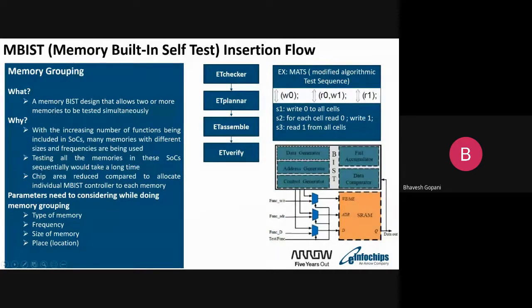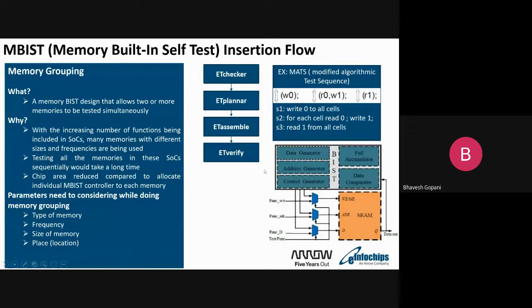Then in the assembler, based on this, everything is checked and done. The assembler will generate the different RTLs for those controllers, and its synthesis is the same as the actual design. Then we need to do the verification of that logic. During verification, which is the last stage, we write out the patterns and vectors, and those vectors we need to simulate in our gate level simulation environment.